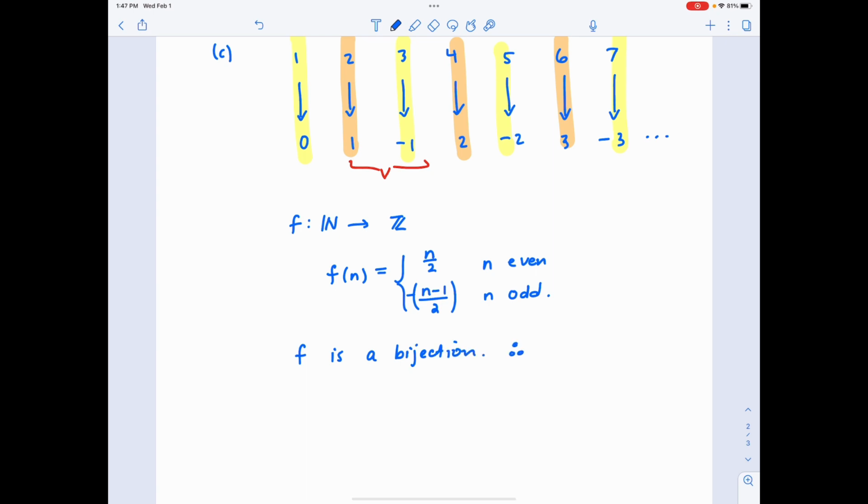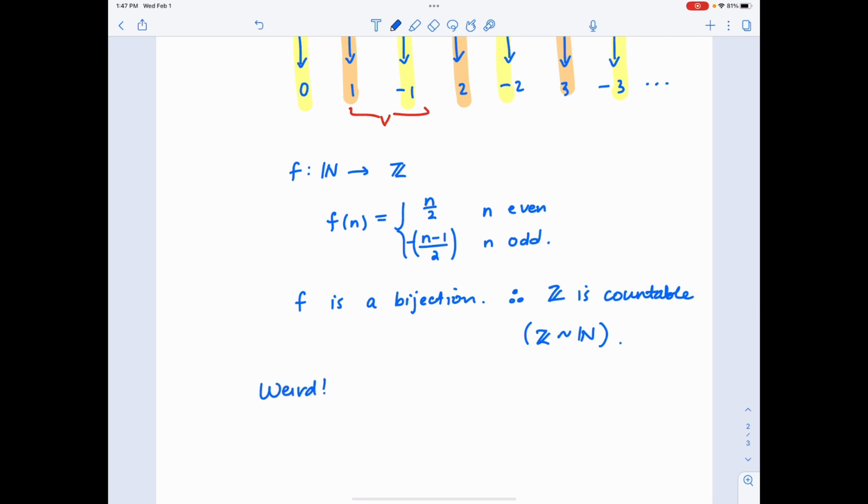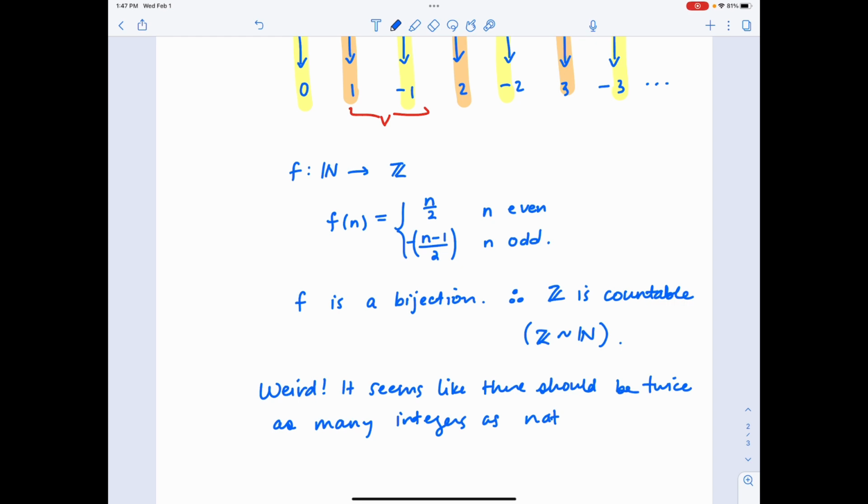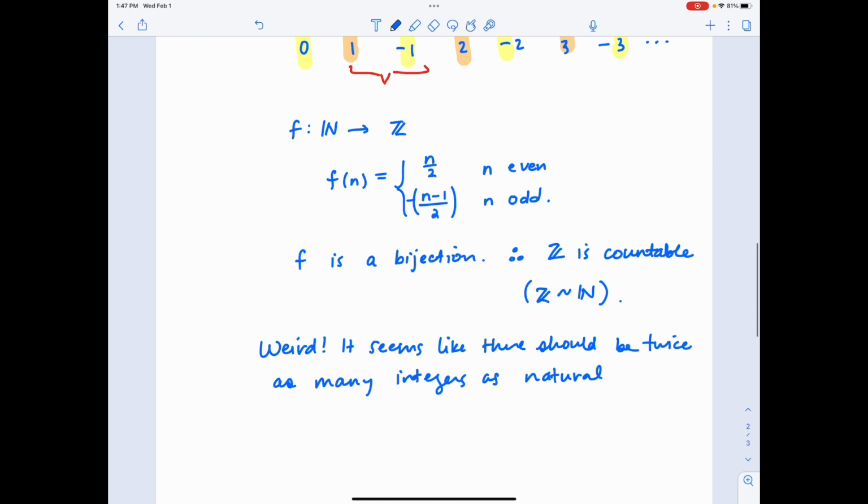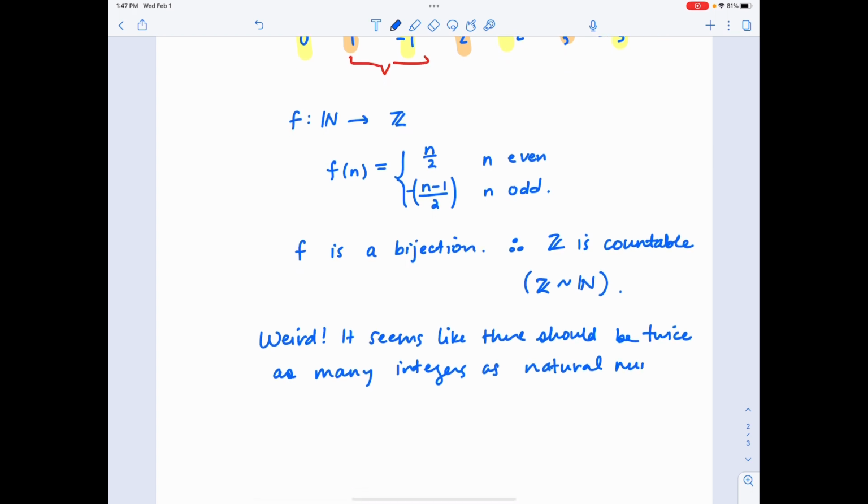So therefore, we can say that Z is countable. Or another way of saying that is that Z has the same cardinality as N. So again, weird. It seems like there should be twice as many integers as natural numbers, since you've got all the positive ones and all the negative ones, and then you're also throwing in 0. So it's like you should have twice as many plus 1. And so we're starting to uncover just how strange infinite cardinality can behave.